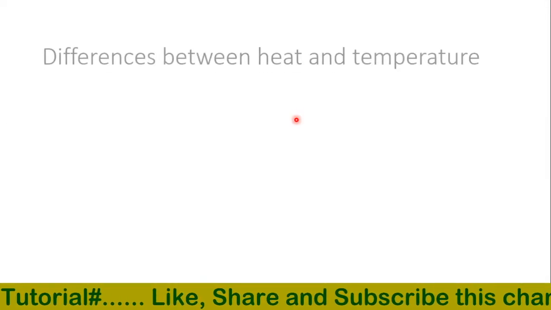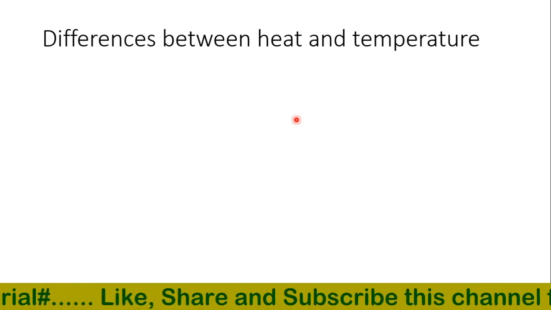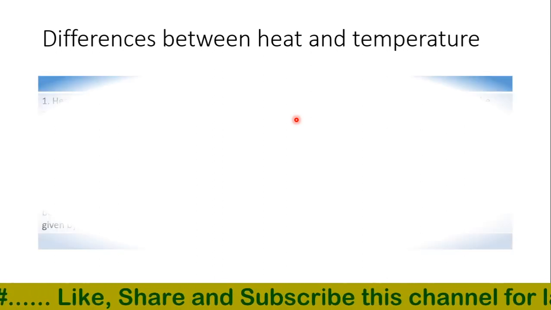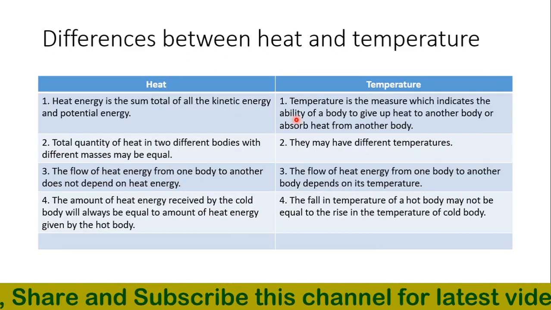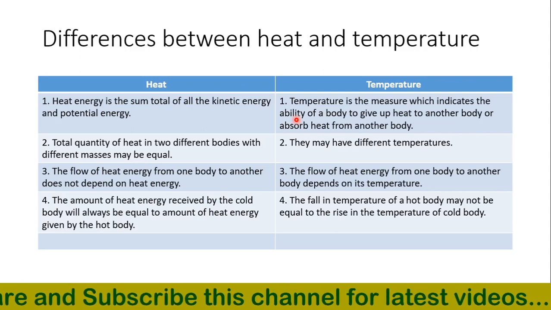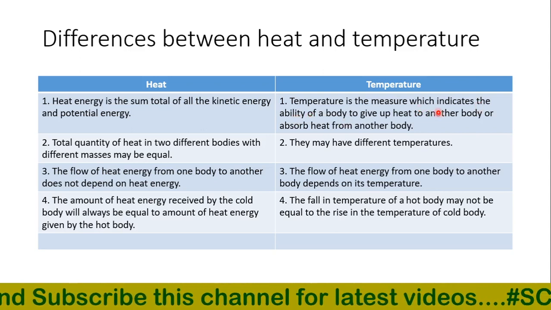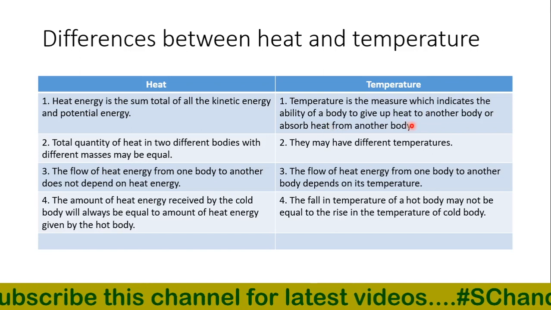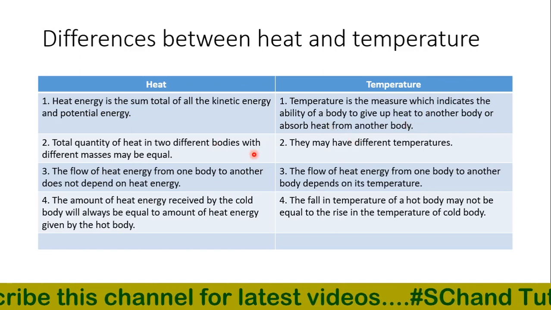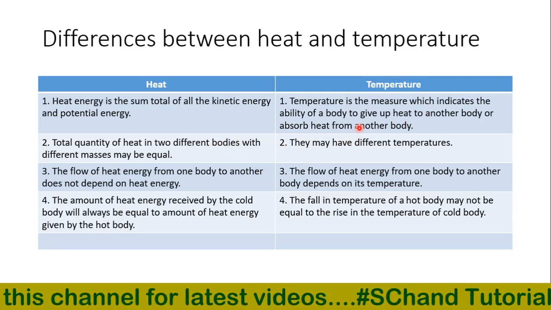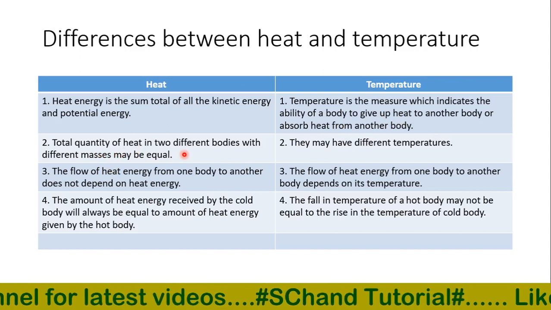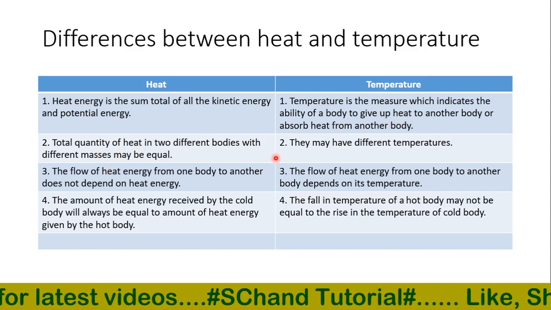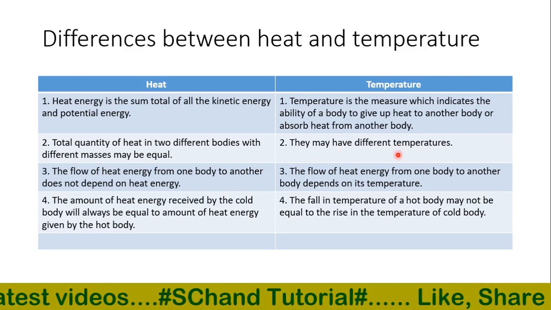Next we have the difference between heat energy and temperature. Here is the difference. Heat energy is the sum total of all the kinetic energy and the potential energy that we have seen already in the definition, and temperature is the measure which indicates the ability of a body to give out heat to another body or absorb heat from another body. It is the sum of only kinetic energy. Total quantity of heat in two different bodies with different masses may be equal, but they may have different temperatures.